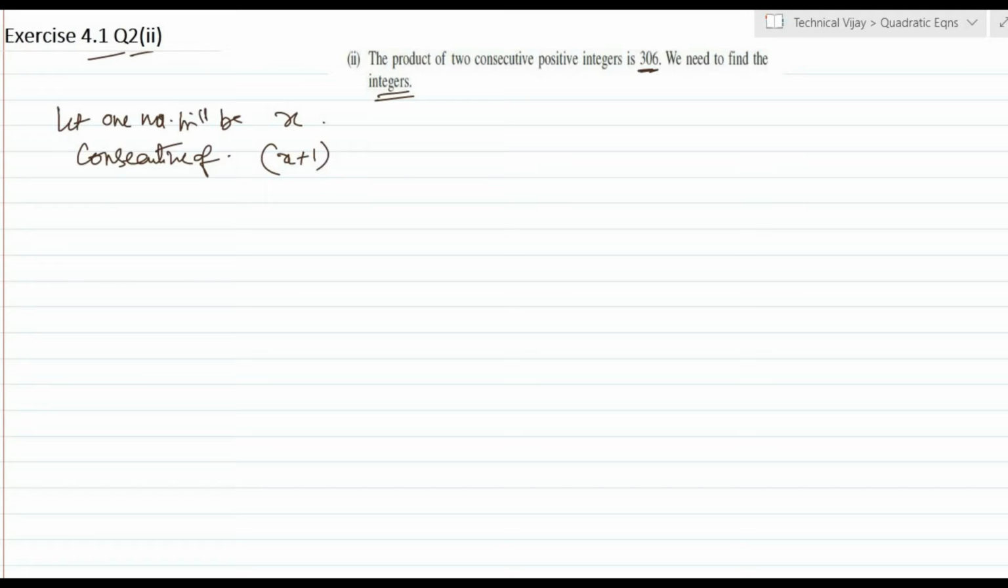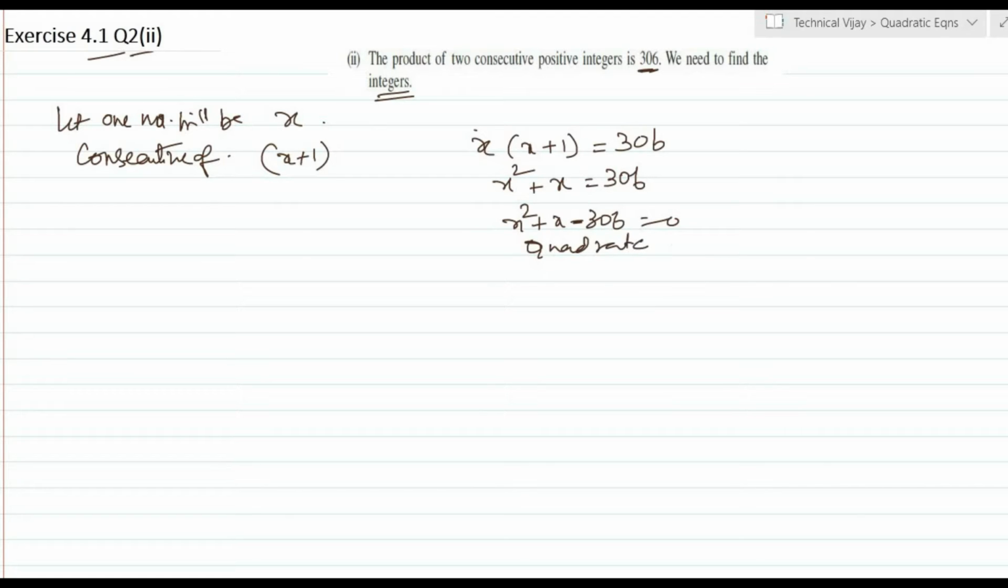So the product of these two integers, that is x into x plus 1, is equal to 306. So we have to find out this x value. Here x into x plus 1 gives x square plus x is equal to 306. So x square plus x minus 306 is equal to 0. This is the quadratic equation. How to solve for this x variable, that we are going to see in the next session.